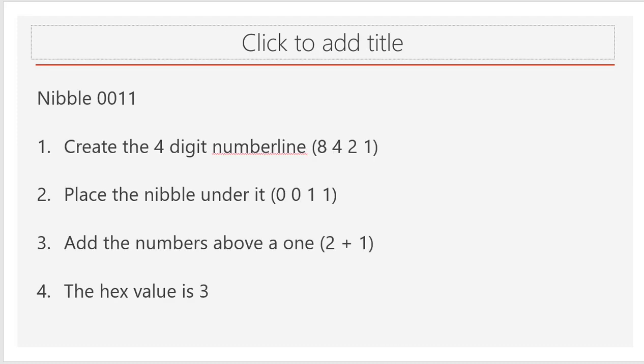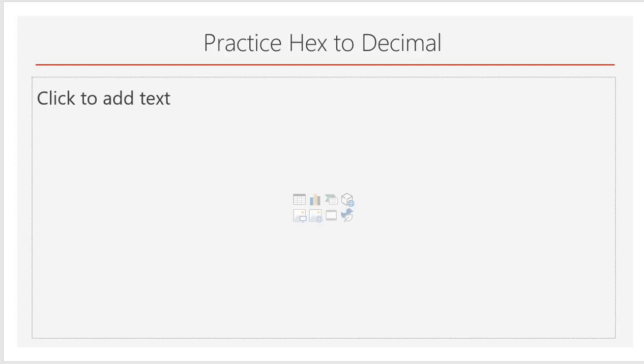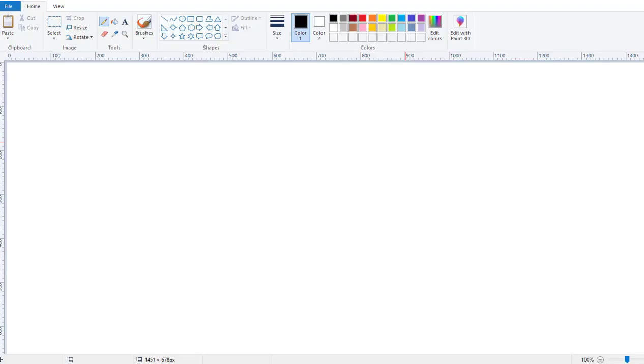All right, so in order to convert, we just create the 4-digit number line, 1248, place the nibble underneath it, add the values above a number 1, and then come up with our hex value. So let's practice this. All right, now you're in store for more of my pen tablet writing terrible stuff.